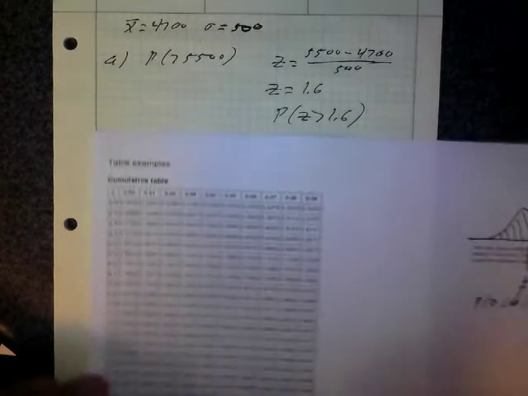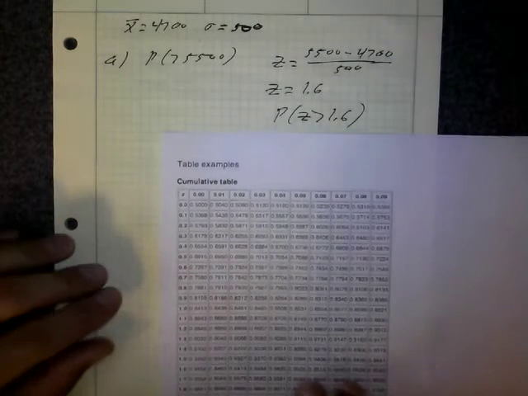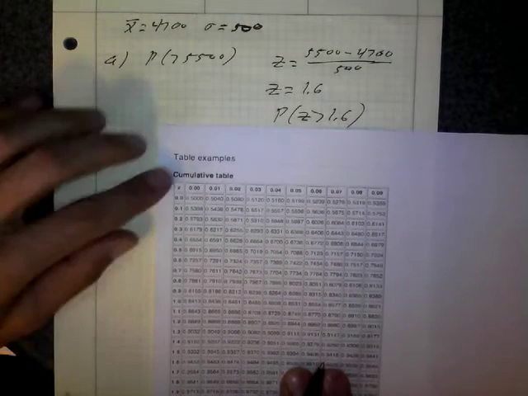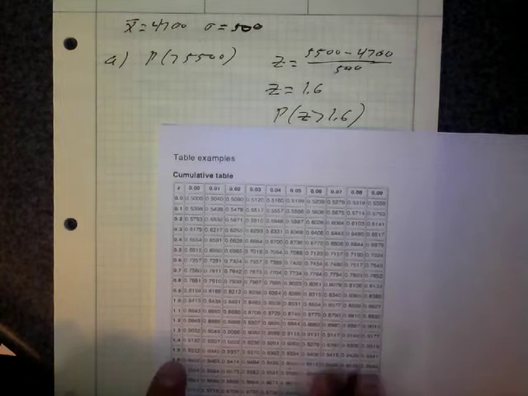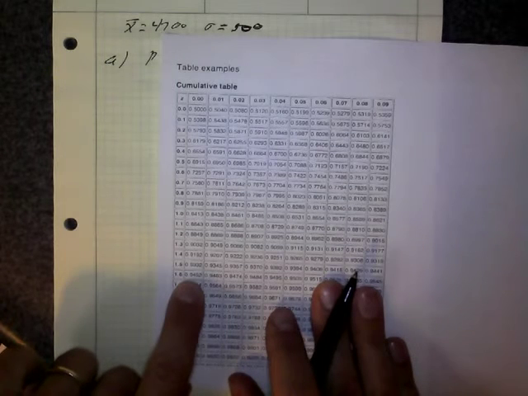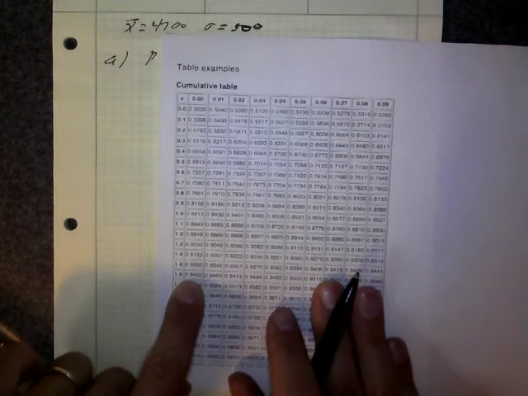So I'll go ahead and look at the table for the probability of having a Z value of less than 1.6. I'll go down to 1.6 right here in the chart, and I see 0.959452.